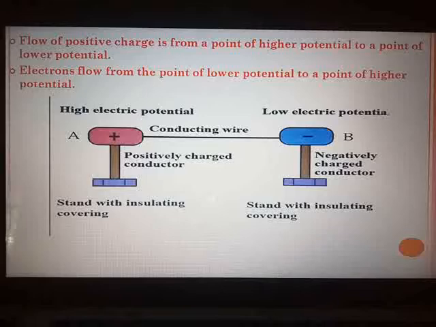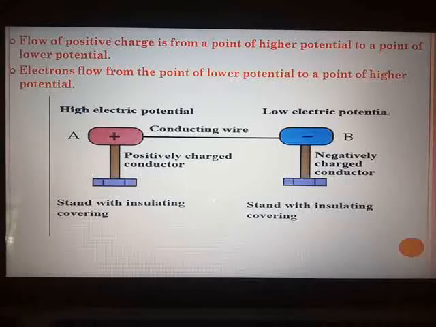Here we had seen a small activity over here. Here there is a positively charged conductor and a negatively charged conductor. Conductor, I have told you in the beginning, is nothing but a wire. Why is it called a conductor then? Because it conducts. It allows the current to flow through it, and hence it is called a conductor.